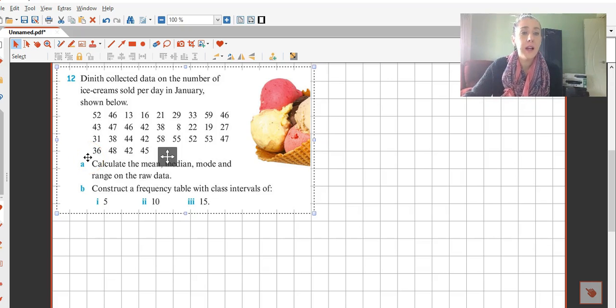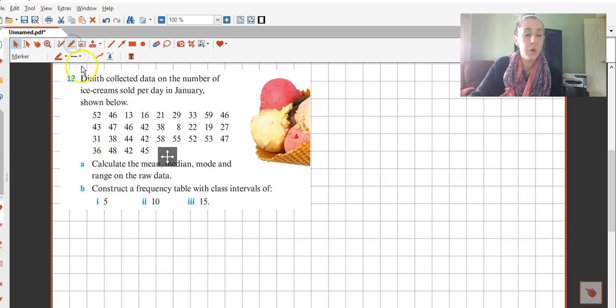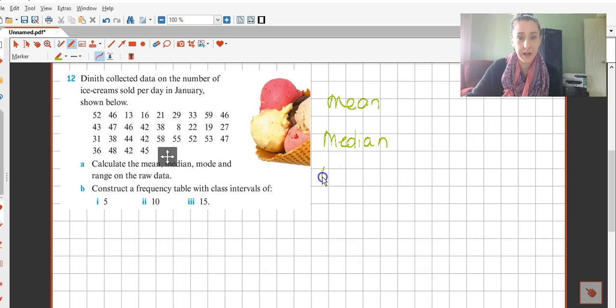We've collected some data about the number of ice creams sold per day in January, and we've just got a collection of the data here. It's not ordered per se. I would say that it's just collected on, first, second, third, fourth, fifth, sixth, seventh, eighth, ninth, etc. So it wants us to calculate the mean, median, mode and range.